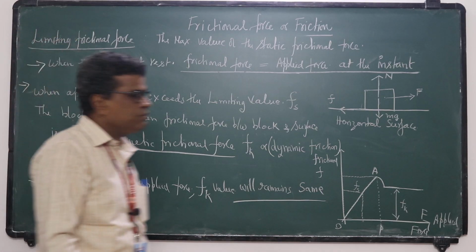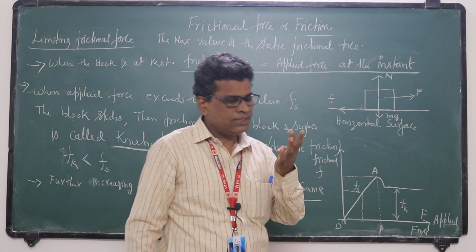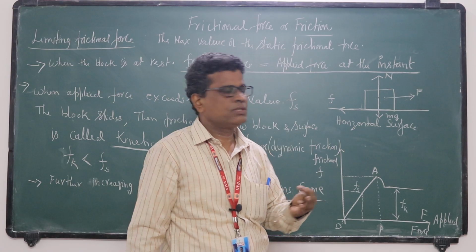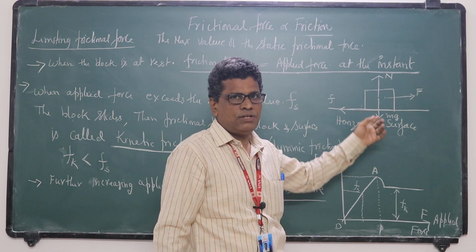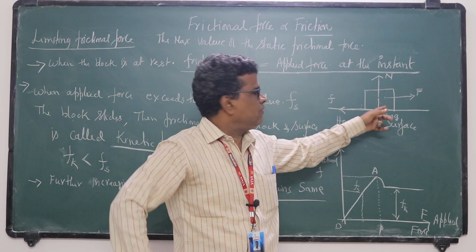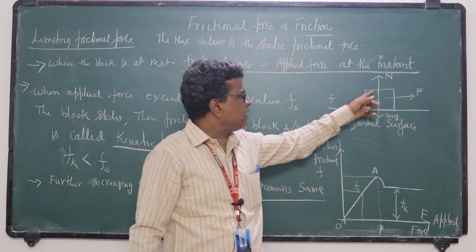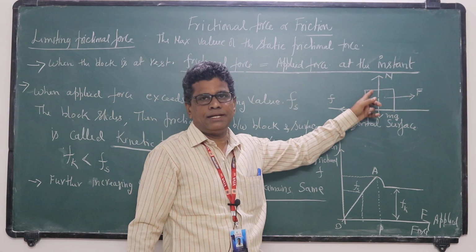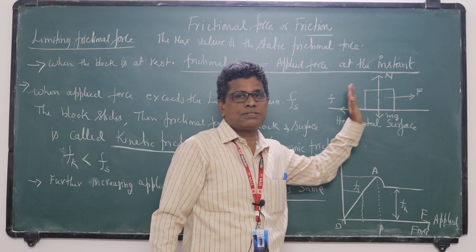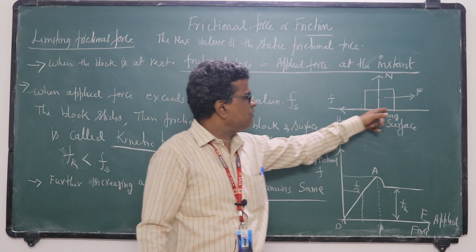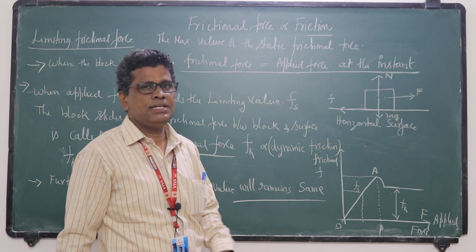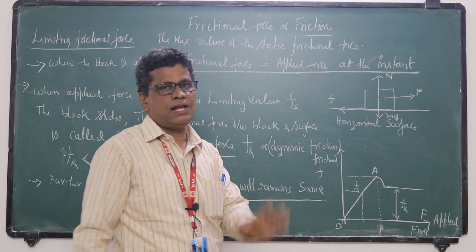Okay, so these are the two types of frictional forces. First I explained the static frictional force, second is the kinetic frictional force. So what is the static frictional force? The frictional force between the block and the surface when it is in a static position, that means at rest. Further, when the applied force gradually increases to a particular limiting value, the block is ready to slide. If it exceeds that value, the block slides over the surface. Then the nature of the frictional force between the block and the surface changes. It becomes kinetic, and its value is less than the static frictional force value.